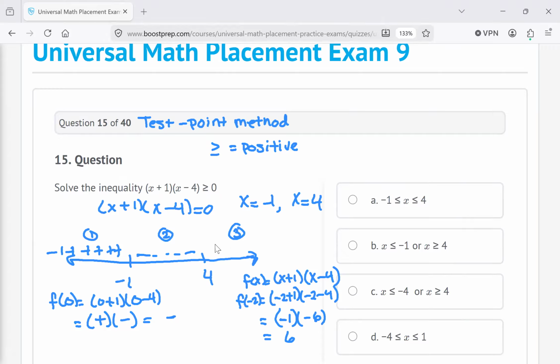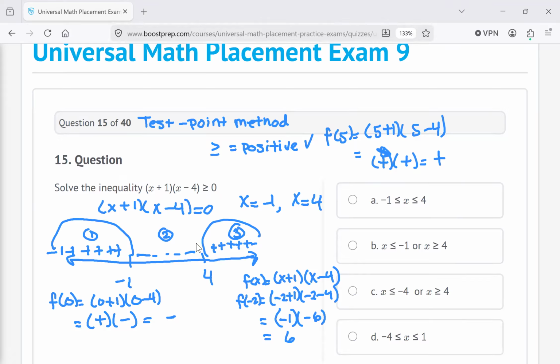And then region 3, I need a number greater than 4, so you could do 5. When you do that, that's going to be 5 plus 1, 5 minus 4. 5 plus 1 is 6, a positive number. 5 minus 4 is positive 1. So positive times a positive is positive. Now if you go back to your sign, we only care about the positive sign. So we only care about region 3 and region 1, right?